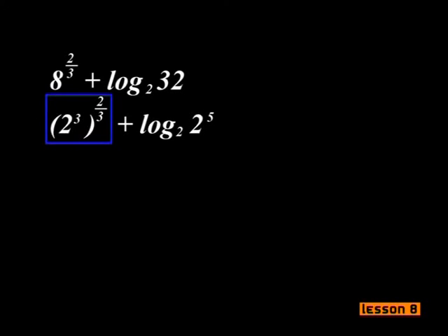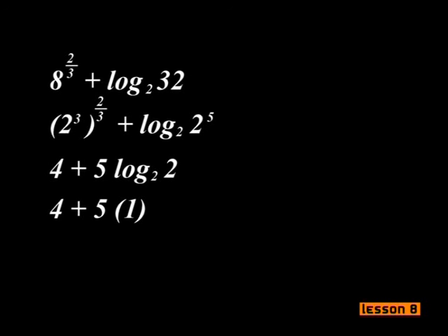This first number here is an exponent and not a log, but I can still simplify it. I'm raising a power to a power, so I multiply the powers. 3 times 2 over 3 gives me 2, which means that the base is squared. 2 squared is equal to 4. For the log, I can apply the law that says that if you have a number raised to a power, you move the power to the front and multiply, which gives me 5 times log base 2 of 2. Now the base and the number in the log are both 2, so the log is equal to 1.